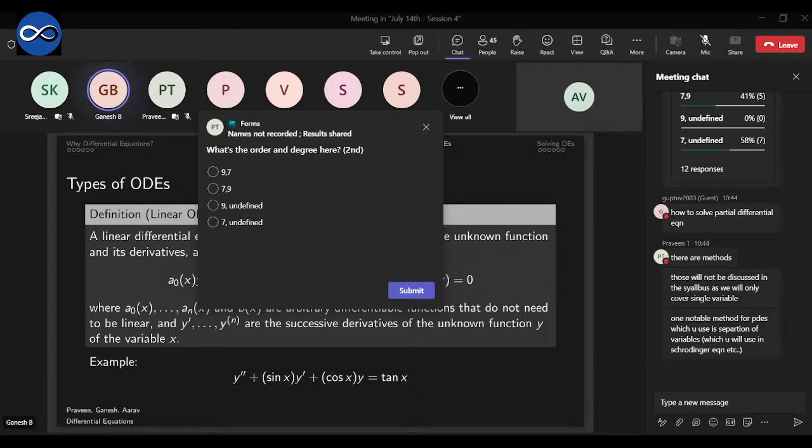We'll talk about it a bit later. The coefficients can be functions of the independent variable or they can be constants. That actually eases out a lot of things later. We'll talk about it. And this is an example of a linear differential equation: y double dash plus sin x y dash. It's a linear combination of all these different derivatives.